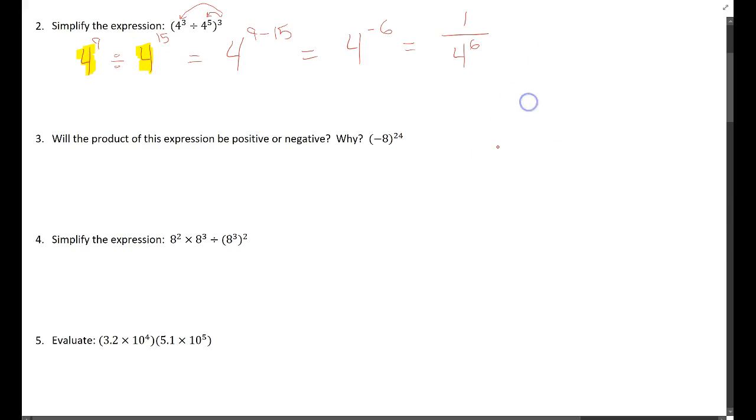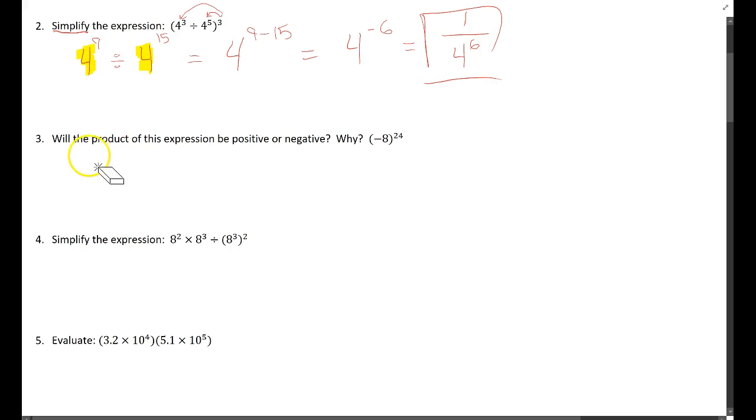Okay, so my final answer is 1 over 4 to the 6th power. And note, it said simplify, not evaluate. If we had to evaluate this, we'd have to take out the calculator and say 4 times 4 times 4 times 4 times 4 times 4. And we don't want to do that right now because we don't have to.